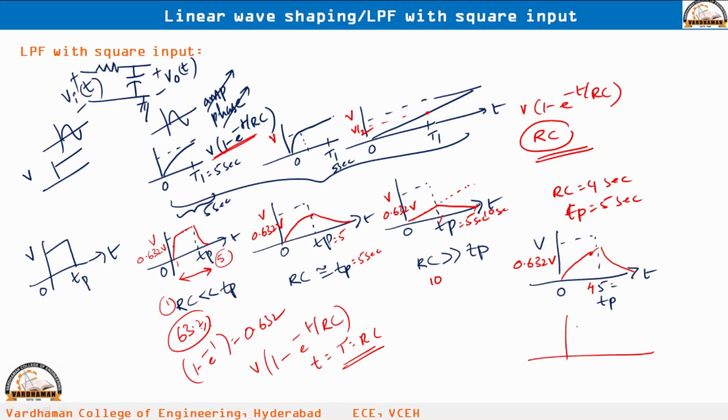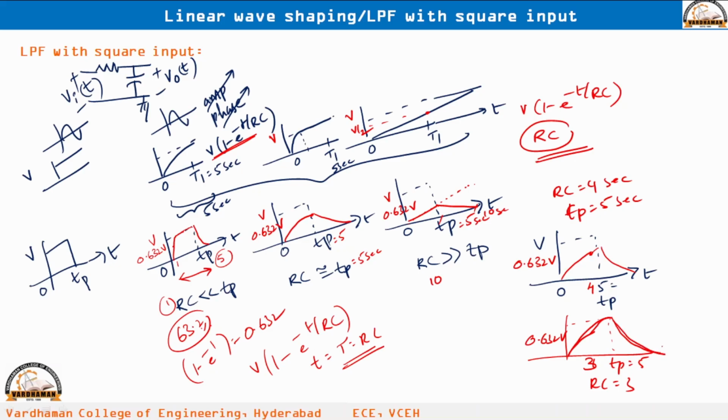Next, if you take it in some other way, for example, TP is 5 seconds and RC is equal to 3 seconds. So, this is 3. Within 3 seconds the output can reach 0.632 V, and it is charging up to V volts like this. Then it will start discharging, because after T is equal to TP there is no input. Okay. So, like this also you will get.